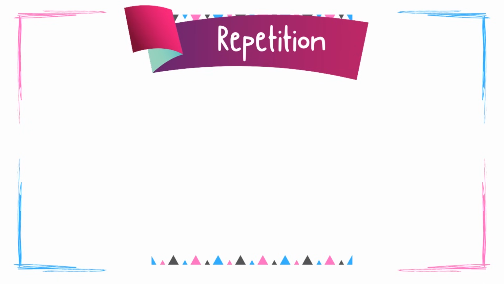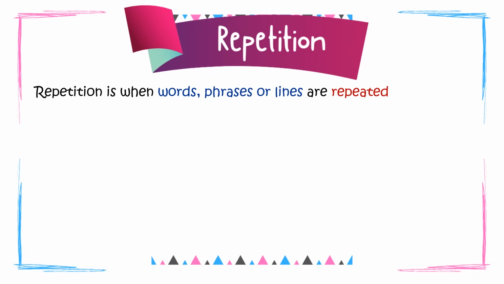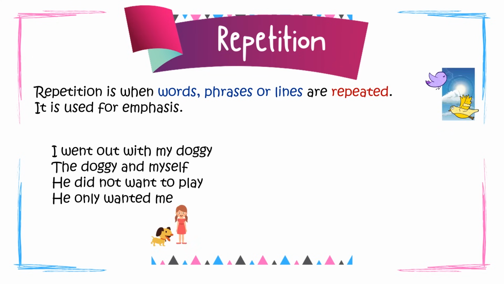Now let's move on to repetition. What's repetition? Repetition is when words, phrases, or lines are repeated. That means when words, phrases, or lines are used more than once in the poem. Now, why do we use repetition? We use it for emphasis. Let's learn more. Now look at this poem.